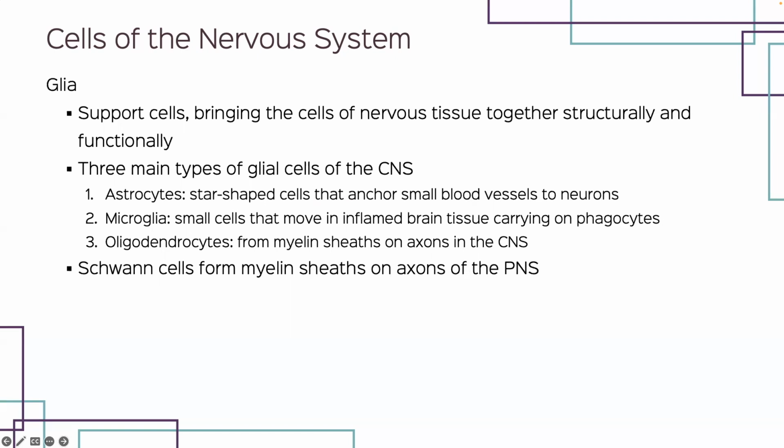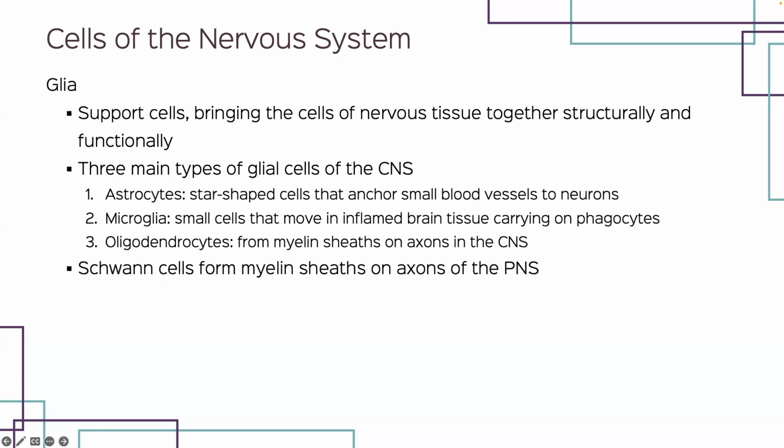Glia, these are going to be support cells that do not specialize in transmitting impulses. One function of glial cells is to hold the functioning neurons together and protect them. The reason that we want to discuss glia is that this is one of the most common types of brain tumors, also known as glioma, that develop from them.